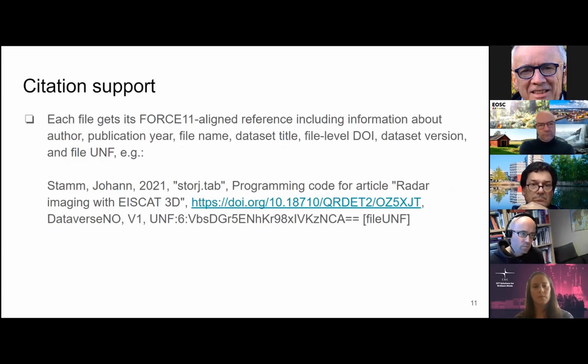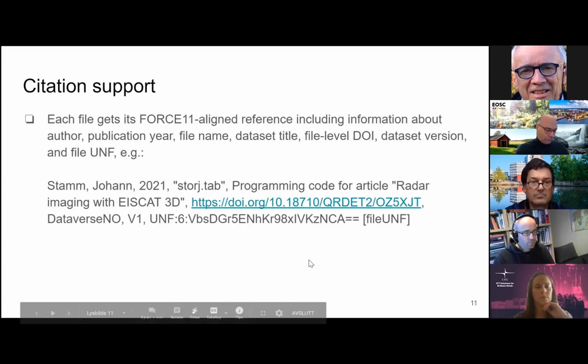Then there is citation support. Each file gets its FORCE11 aligned reference, including information about the author. You see this example here: author, publication year, the file name, the name or the title of the dataset, and then the file level DOI, the name of the repository I forgot to mention, the version information, and this UNF that I was talking about.